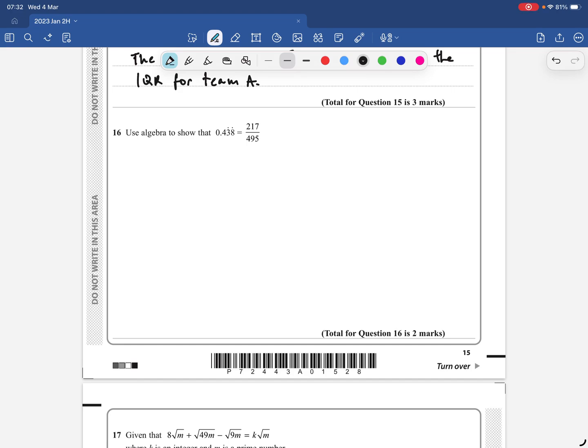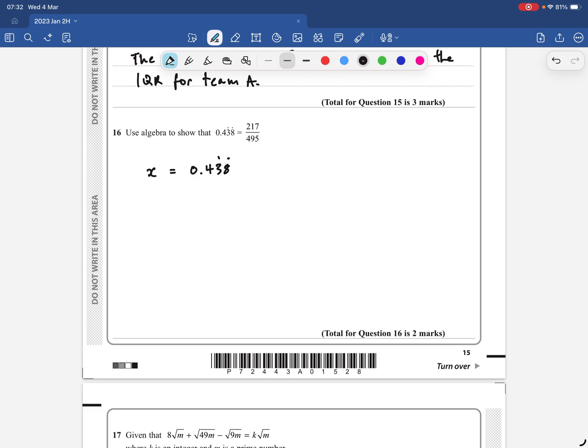Okay, one of these recurring decimals. It says use algebra, so you can't just put this in your calculator and state that it's the answer. You've got to show algebra, and the way to start is always to say that x equals 0.438 recurring. And now what we want to do is arrange a subtraction so that the recurring bits disappear.